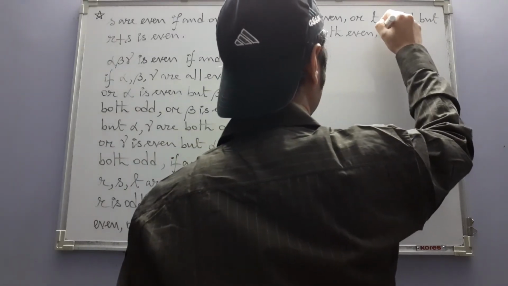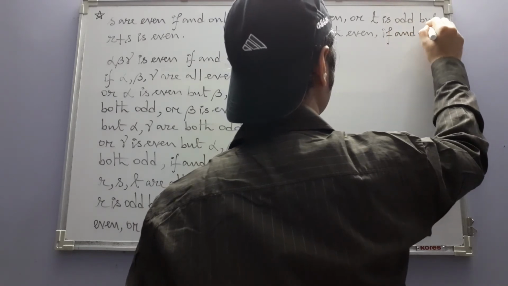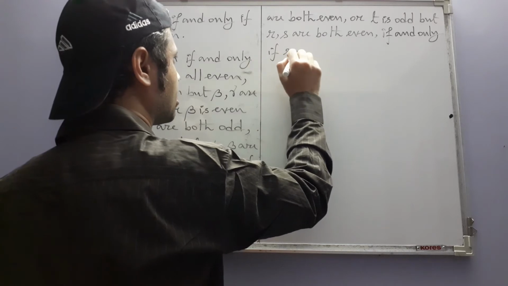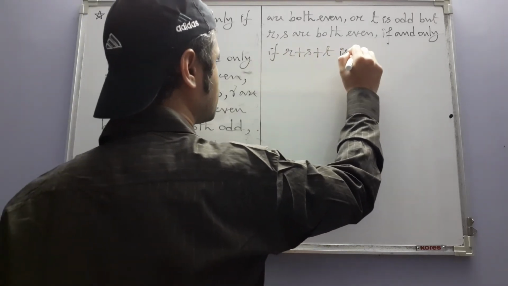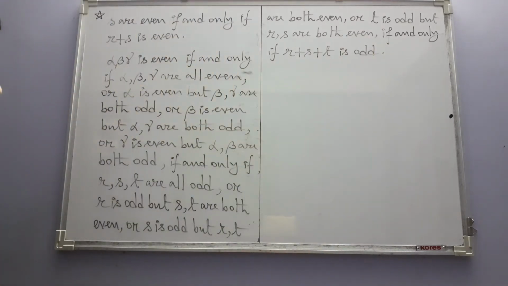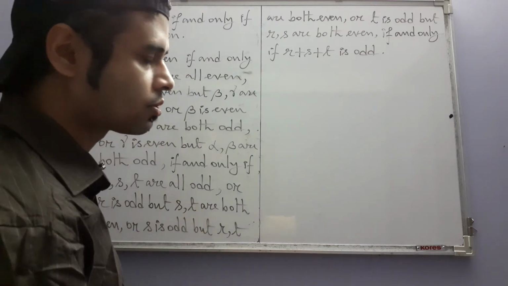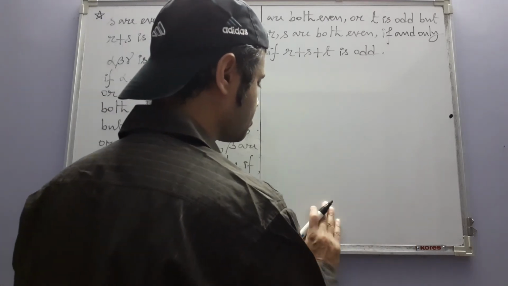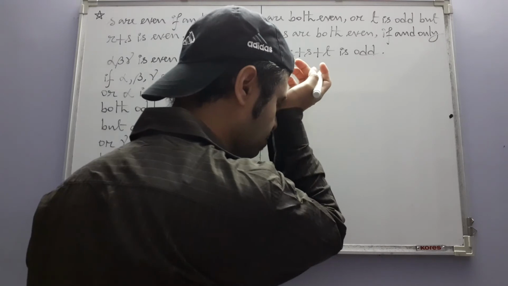So we continue, if and only if r plus s plus t is odd. Because this thing is relatively much more complicated than the previous one, which we understood much more clearly, let us take an example.